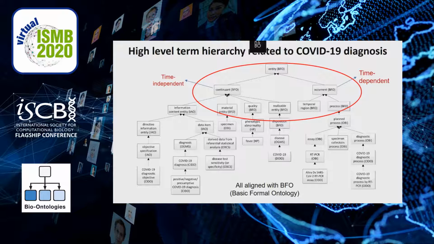And then in the continuant branch, we have material like a specimen, and then we have the disease and the phenotype, and then we have the information. The information can be like the objective of the diagnosis, and then the diagnosis as a conclusion, and then we have the derived data.